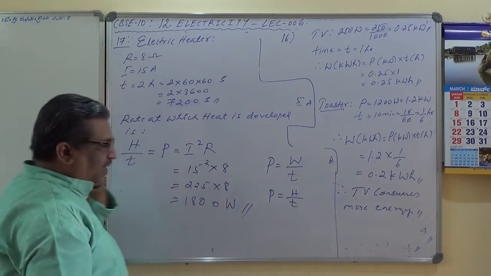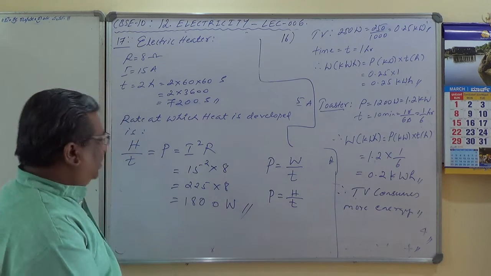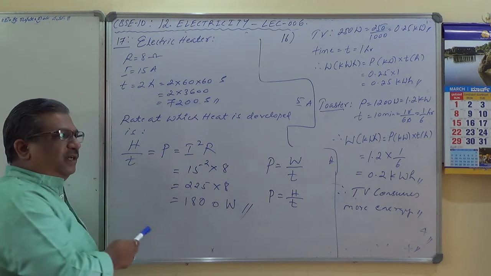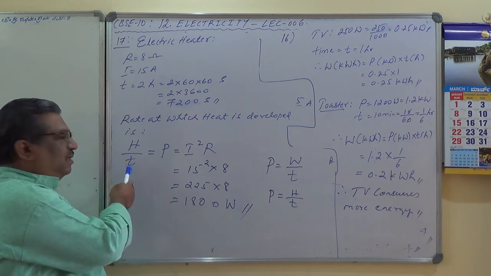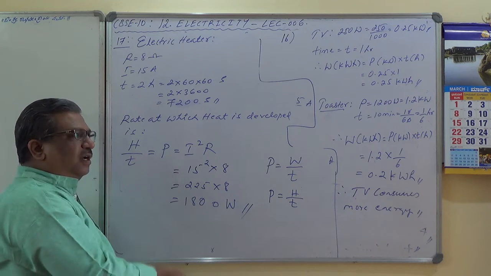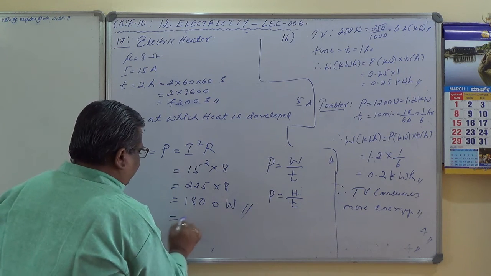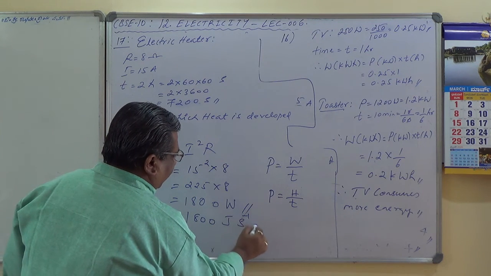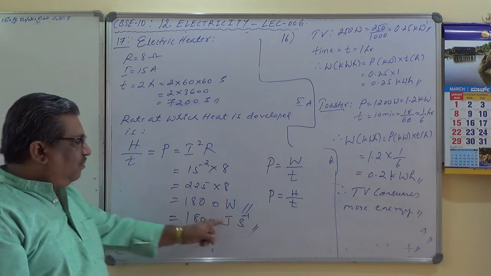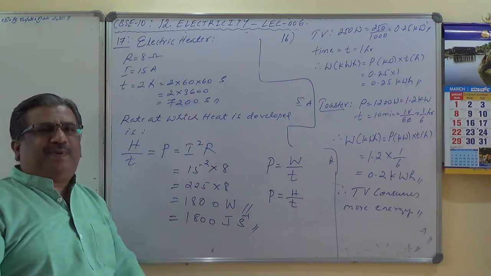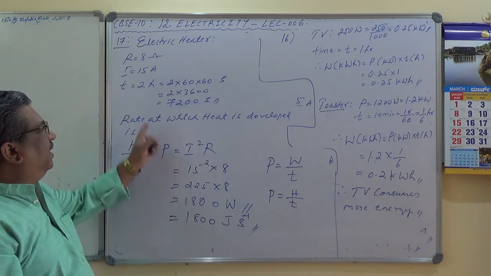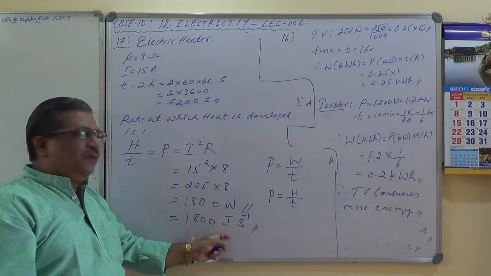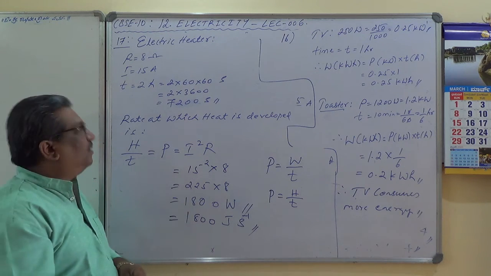So I hope you are understanding. One more small twist here. It is heat energy divided by time. What is the measurement of heat energy? Joules divided by second. So here watt is nothing but joules per second also. So you can also write 1800 joules per second. This is the answer. You understood why it is joules per second, because watt is nothing but joules per second, you should know that. So the rate at which heat energy is developed is 1800 joules of energy per second. That is the answer for this question.